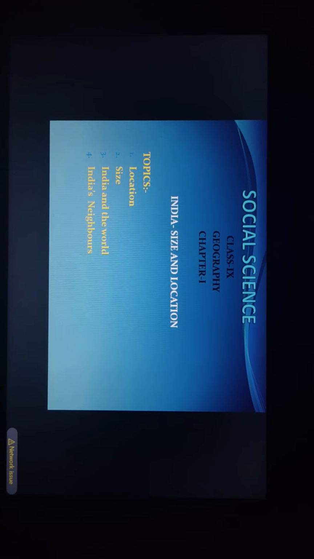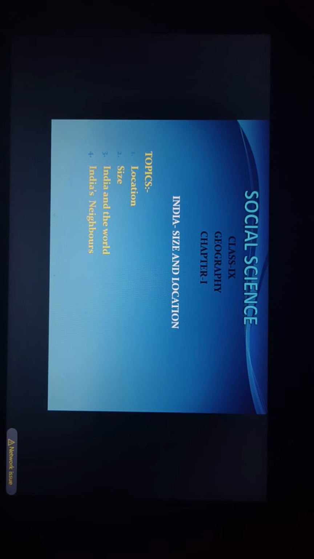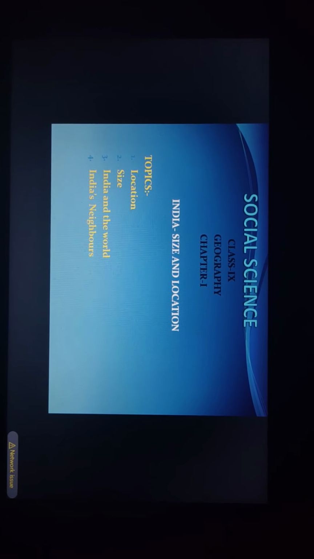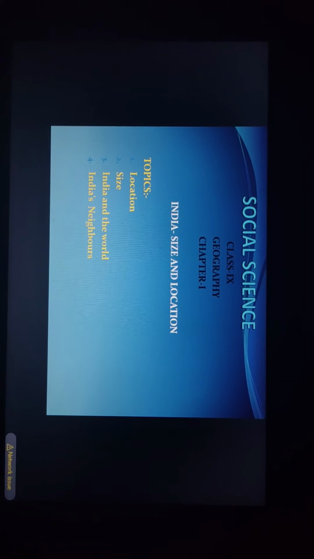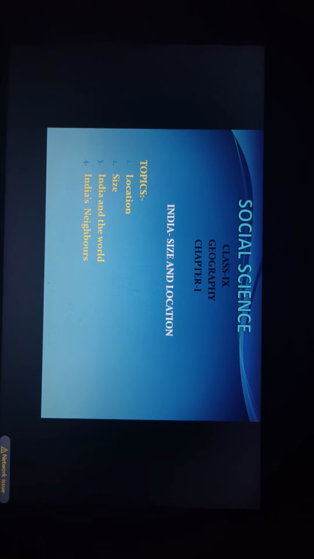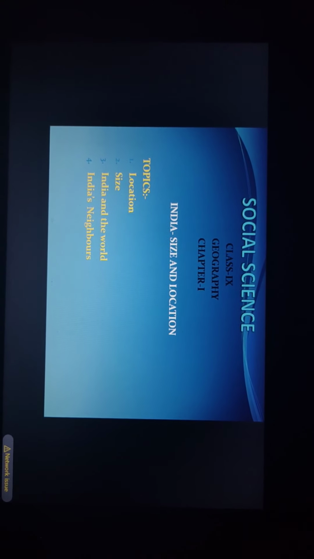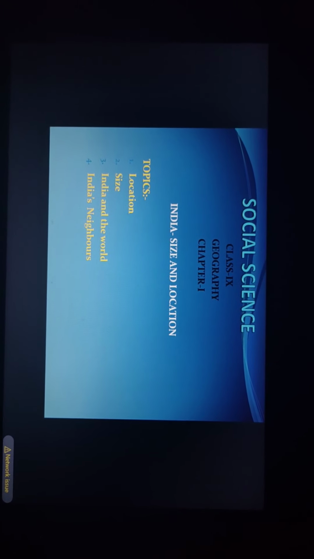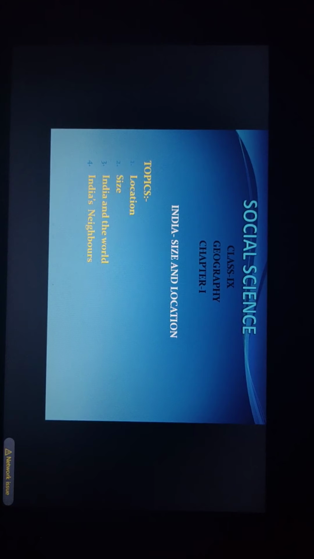on the world map. Students, no worries if you do not have any books, as all the NCERT books are available on the net. I will share with you the link from where you can study. So let's start the chapter. Please note down all the important things which we will discuss.